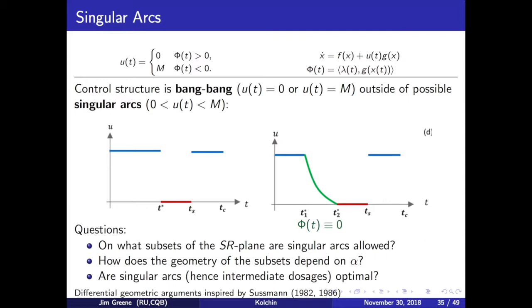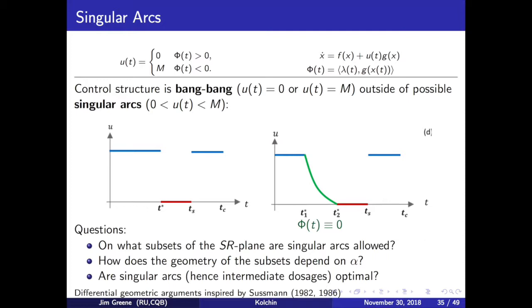But the question is, can phi be identically 0 on any interval? If it's identically 0 on any interval, then maybe we have intermediate doses that we should apply. So that's the question that we're interested in understanding. What subsets are these singular arcs allowed? Can I apply intermediate doses, or are intermediate doses optimal? In particular, how does the geometry of these singular arcs, how does this structure depend on alpha? Again, that's really my fundamental question, is how does alpha change this geometry? And of course, the original question is, are these optimal?